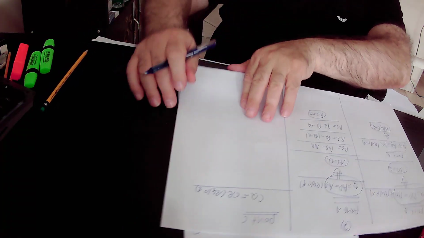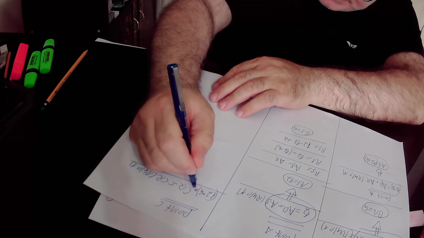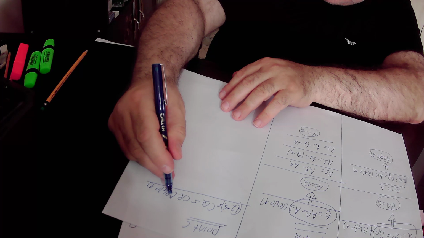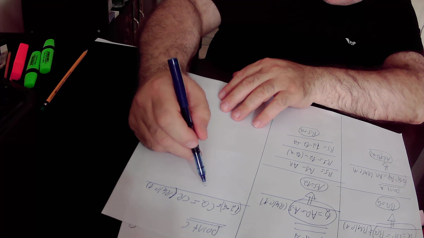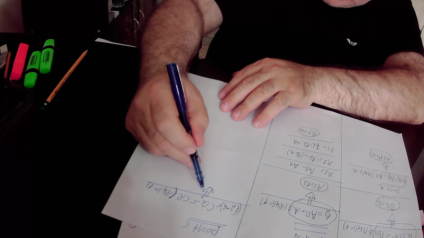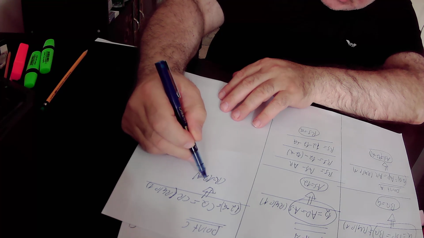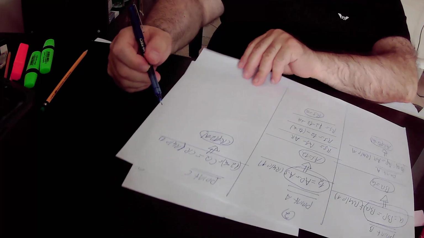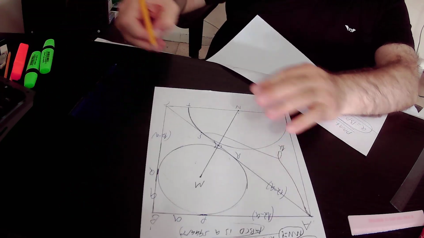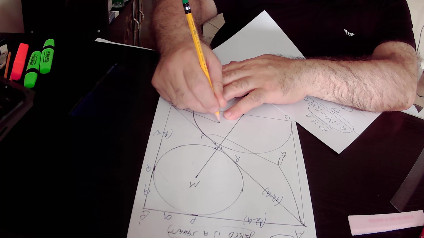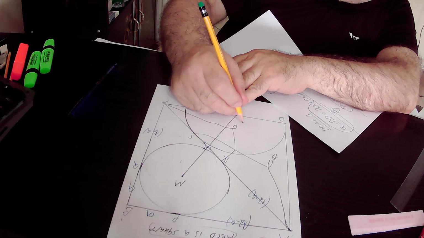But we have already found out that CQ equals 12 minus A. So from this equation, 12 minus A equals CQ equals CR, we will derive that CR is also equal to 12 minus A. So we can write down that CR is also equal to 12 minus A.